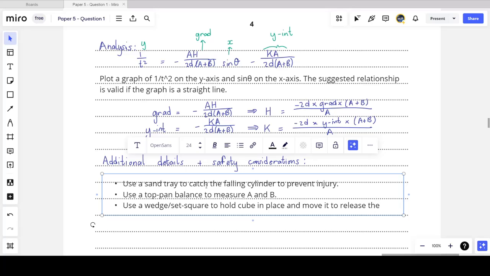Move the set square or the wedge to release the cube. What else can we do? Well, like I said, but I didn't actually draw, I think it might be good to draw this in your diagram, is use a fixed marker.